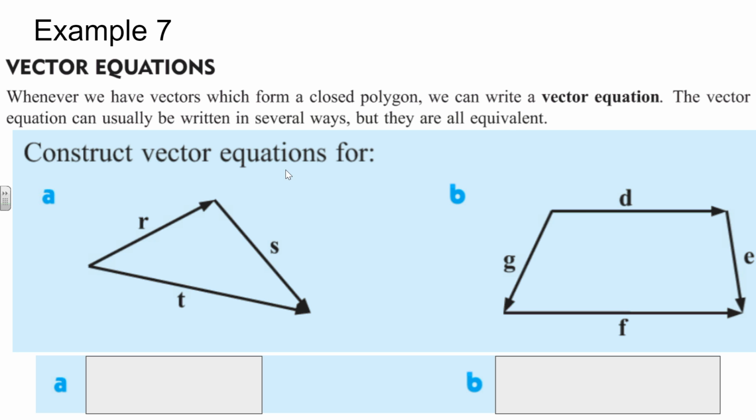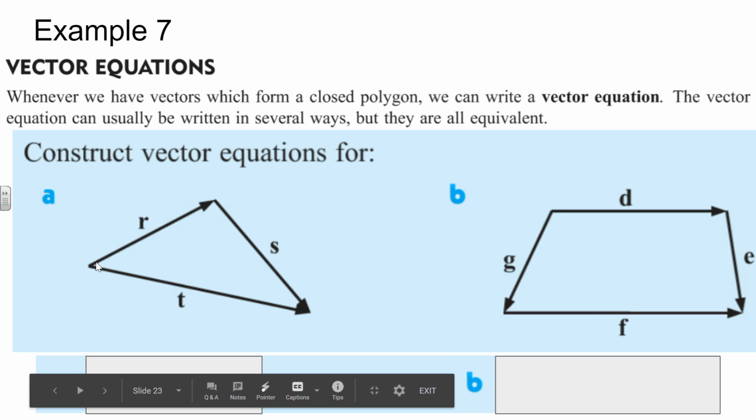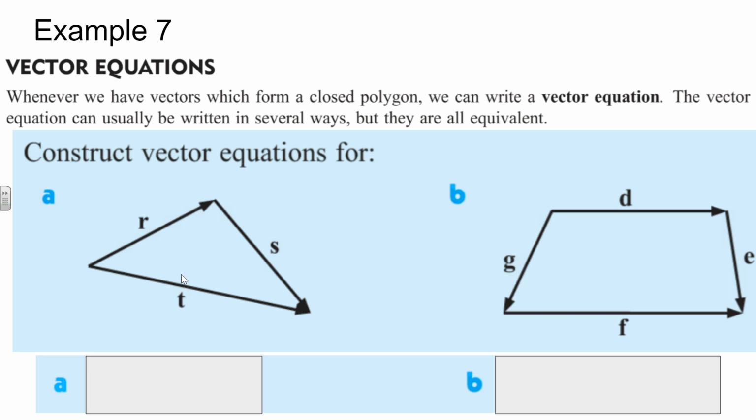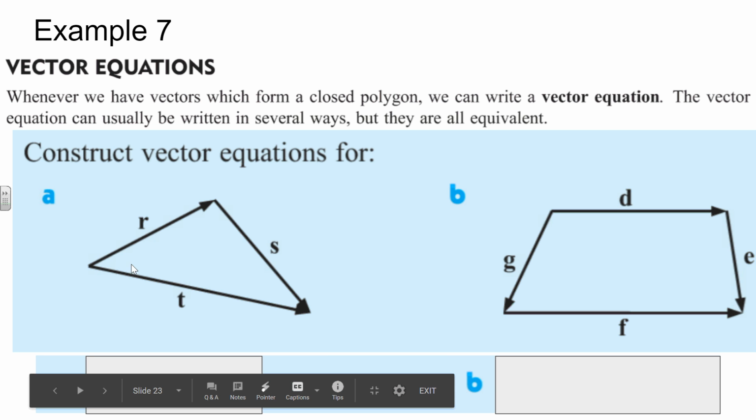If I look at this one here, it says construct the vector equation. So basically, in this case, I'm doing the opposite. Instead of just looking at the diagram and finding out what vector will match some of them, I'm writing the vector equations myself. So in this case here, I have vector t, which is going from this point on the left down to this bottom point here. Well, that's the same thing as vector r plus vector s.